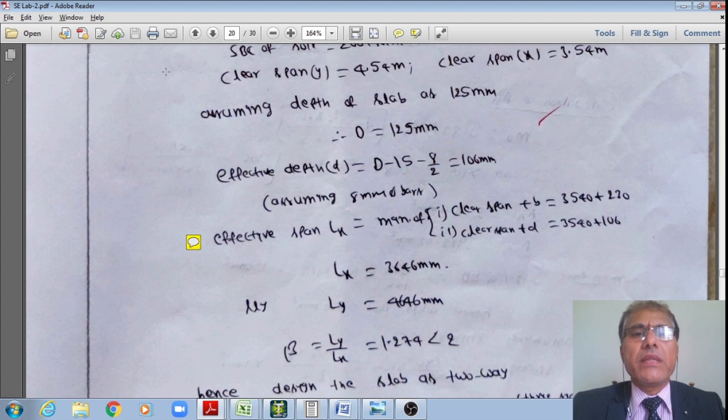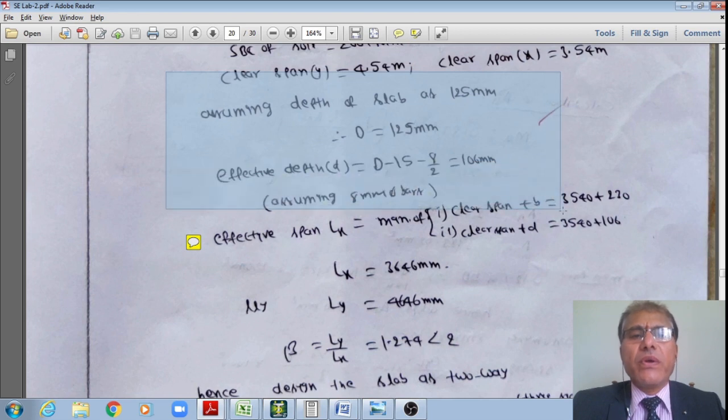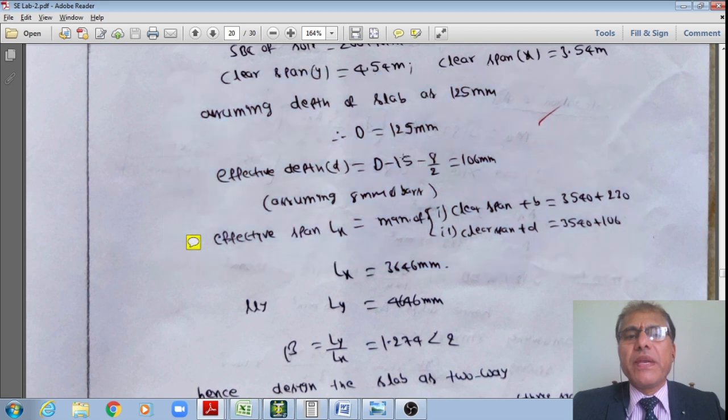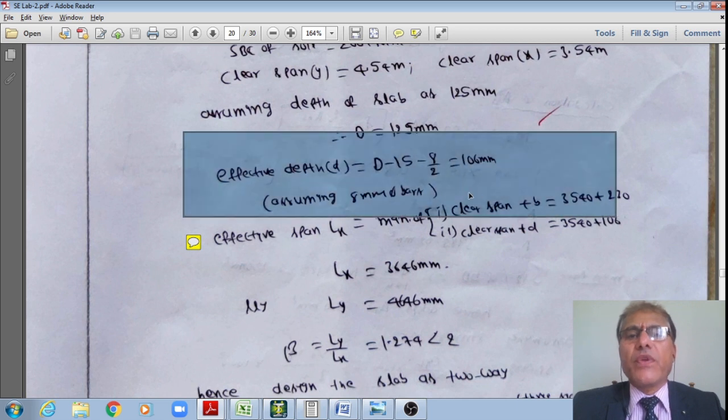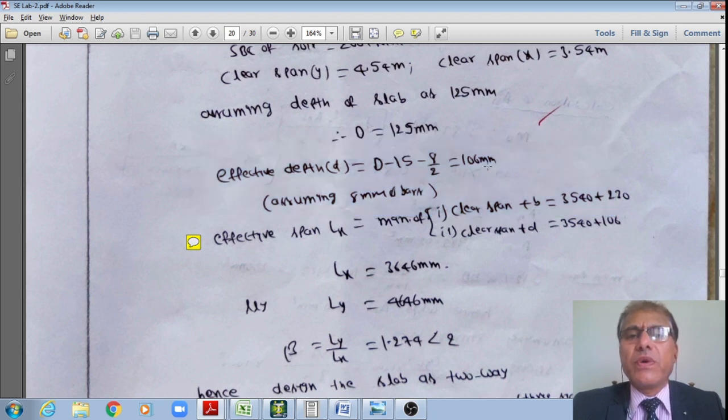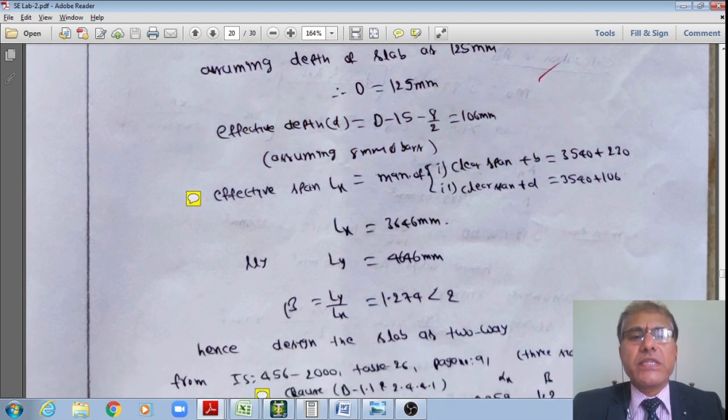Therefore now I'm assuming the depth of the slab from past experience as say 125 mm, 5 inch, therefore capital D is equal to 125. Hence the effective depth of the slab, assuming 15 mm clear cover and 8 mm diameter bars, I do have effective depth small d equal to capital D minus 15 minus 8 by 2. It works out to 106 mm.